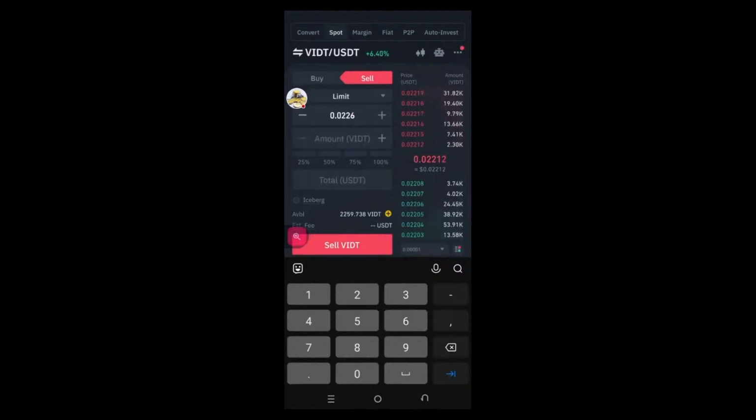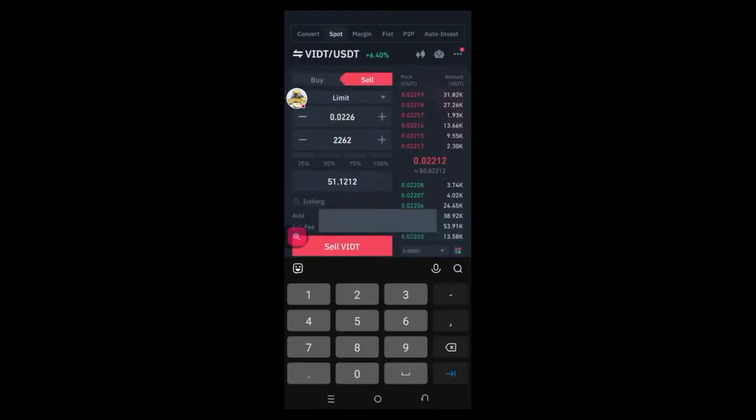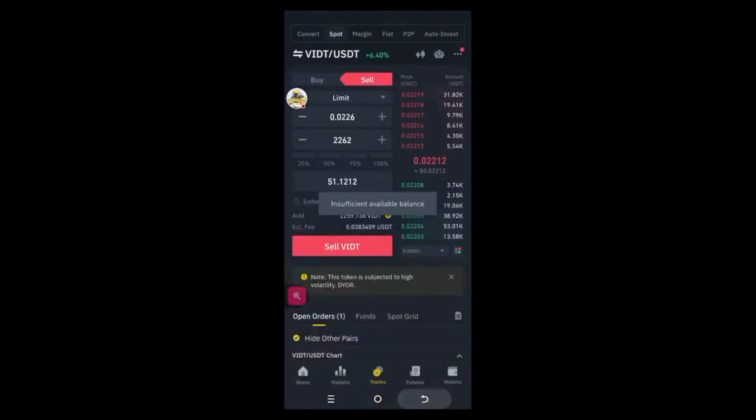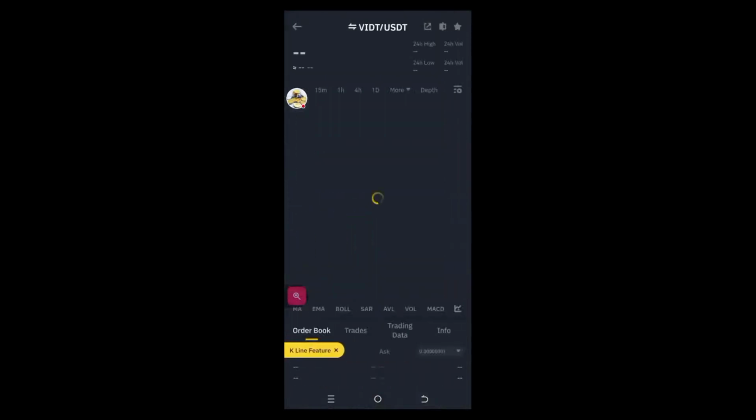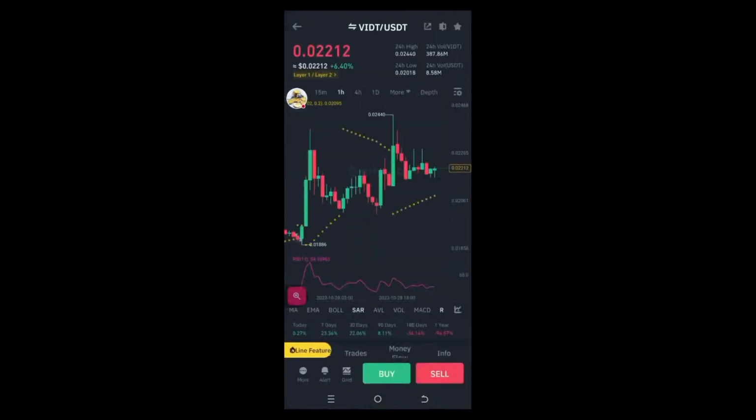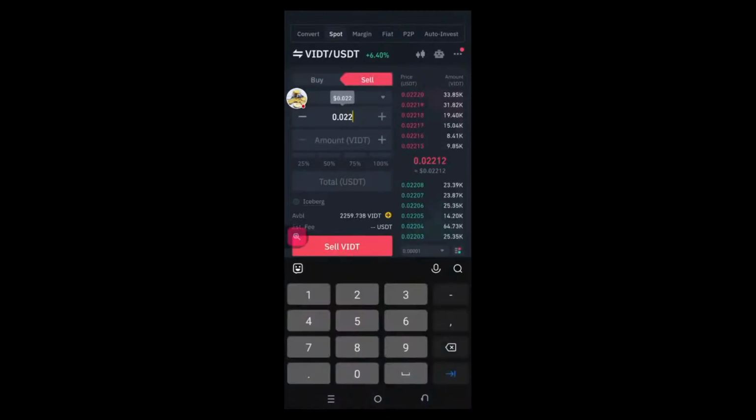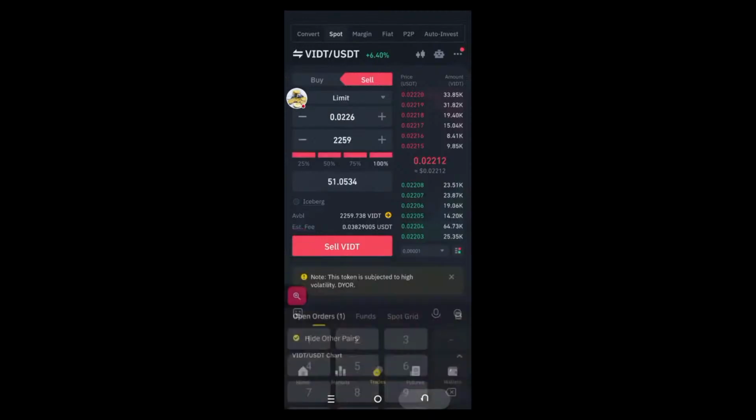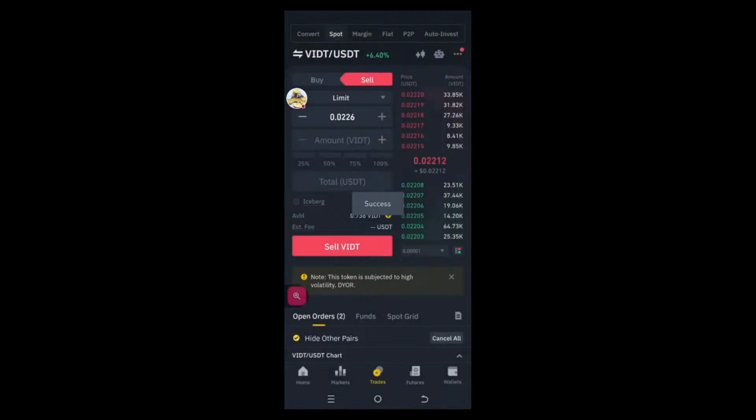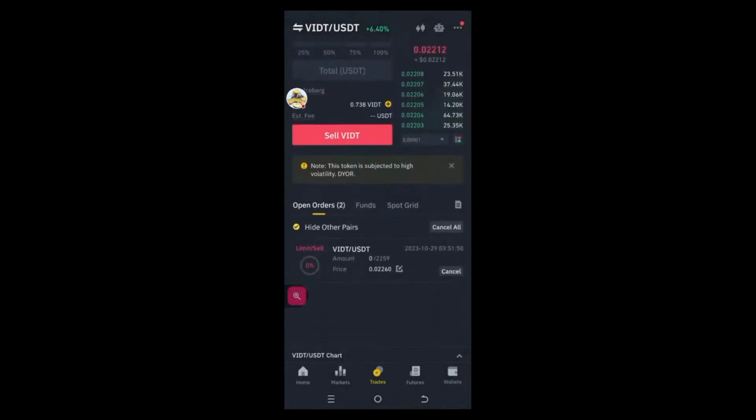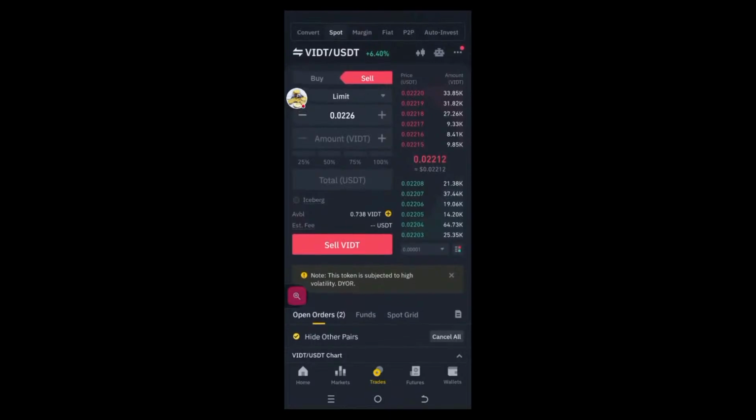Let's see whether if we put 226 it's gonna work. Okay, not that much. $2, 2%. This one looks like it's gonna go. Let's put 226, and then pick up everything. $1 is fine. That's 2%. That's our target. So now let's put that in the queue. VIDT is currently in the queue.